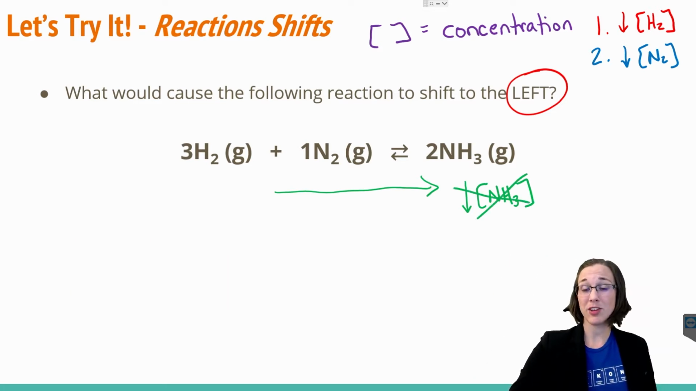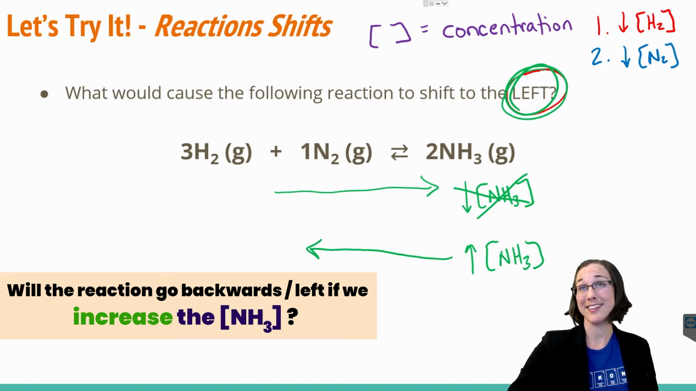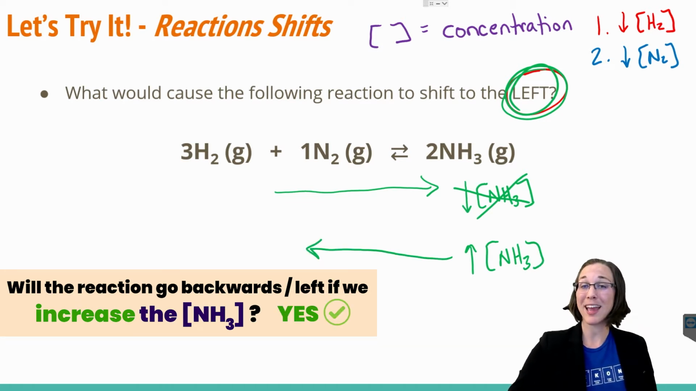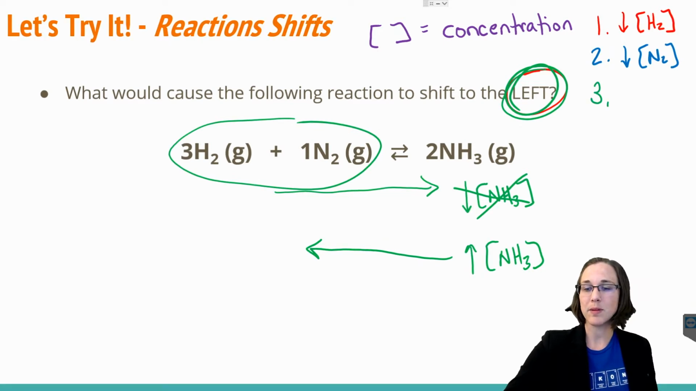However, if we were still looking for ways to shift it to the left, if decreasing ammonia causes it to shift to the right, then increasing ammonia should cause the reaction to shift back to the reactant side. And in fact, it would. If you were to pump extra ammonia into this reaction, say in a sealed vessel, it would end up forcing it back to the reactant side. So a third thing you could do would be increasing the concentration of ammonia present.